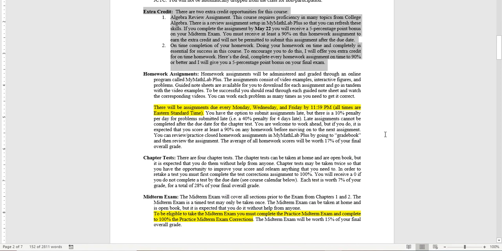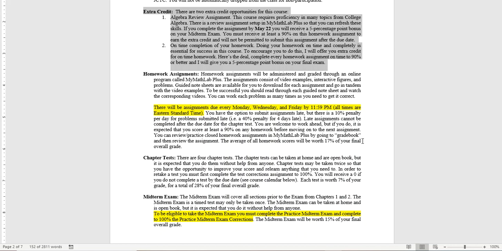Homework assignments are administered through MyMathLab Plus. These assignments consist of video examples, interactive figures, and problems. Guided note sheets are available for you to download for every assignment and go in tandem with the video examples. To be successful on the assignment and truly learn the material, you need to go through each guided note sheet and watch the corresponding videos, writing down examples and taking notes as appropriate. For homework assignments, you can work a problem as many times as you need to without penalty.